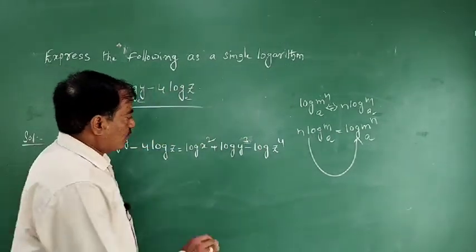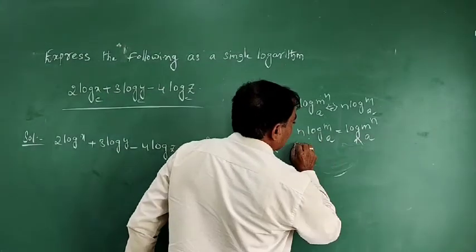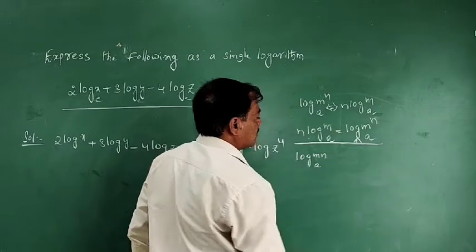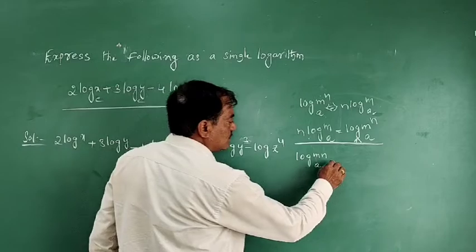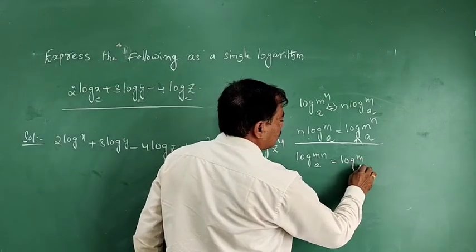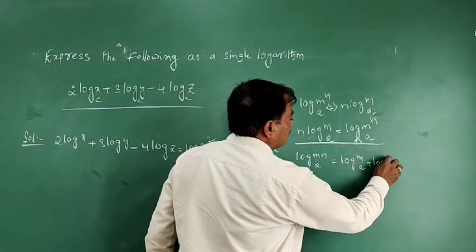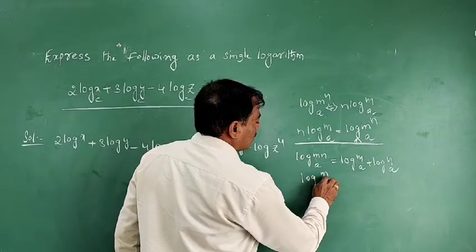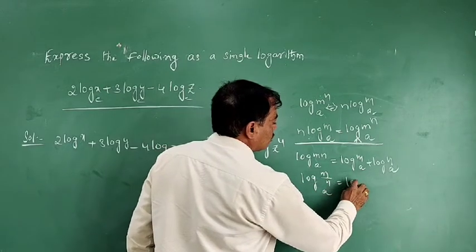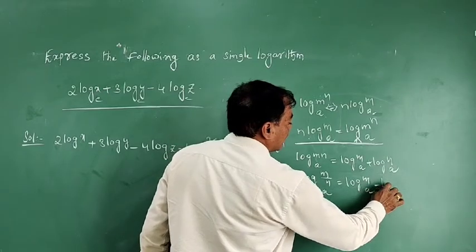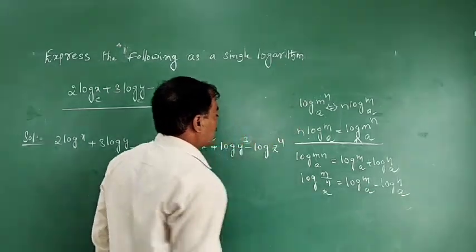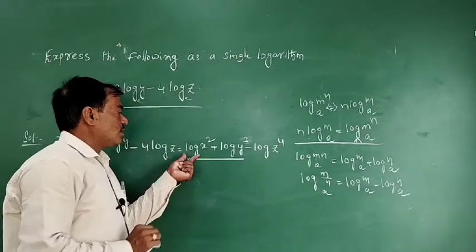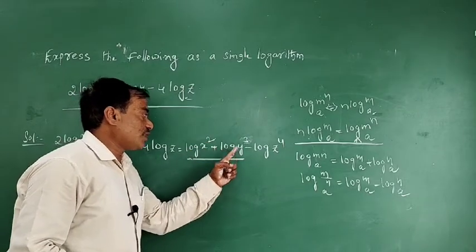And then next we have to use the next property. What is the next property? Log of m into n to the base a is given. So this is equal to log m to the base a plus log n to the base a. So this is one of the properties. And we have one more property: log of m by n to the base a is equal to log m to the base a minus log n to the base a. Here we use these two properties. So first we have to write this: log x square plus log y cube.